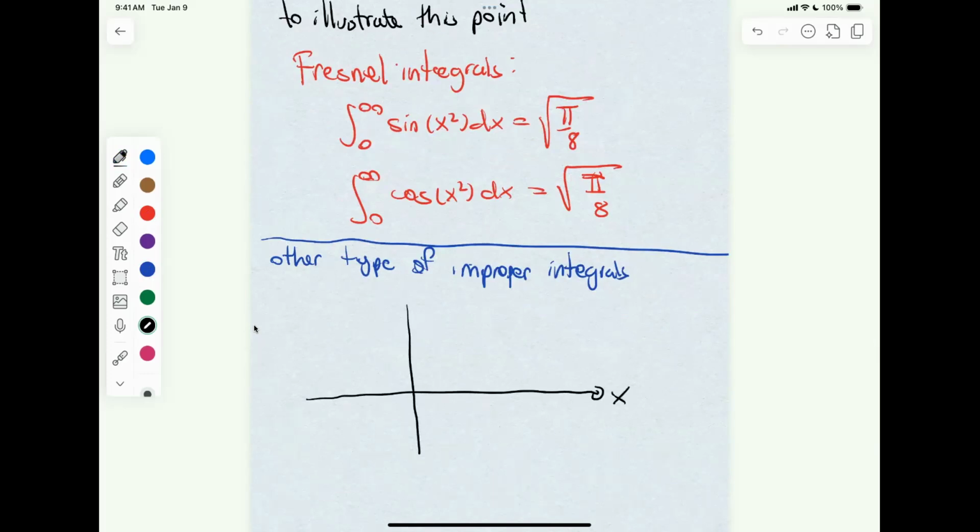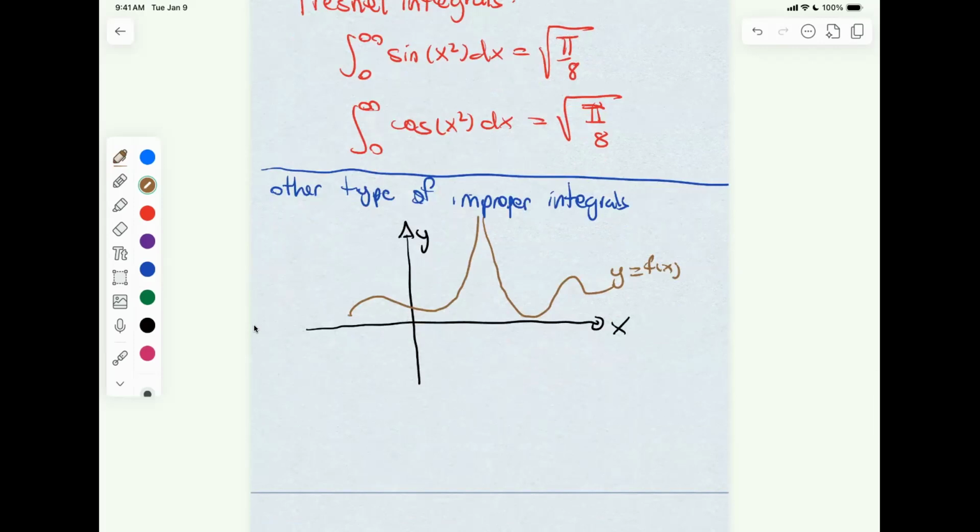So the other type is when you have a function that has a vertical asymptote somewhere. So for example, it could be something like this. Here's a vertical asymptote. So f of x has a vertical asymptote at x equals a.